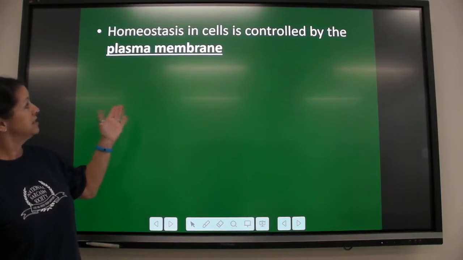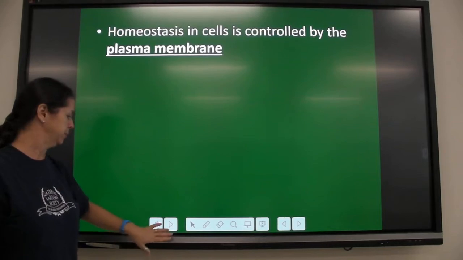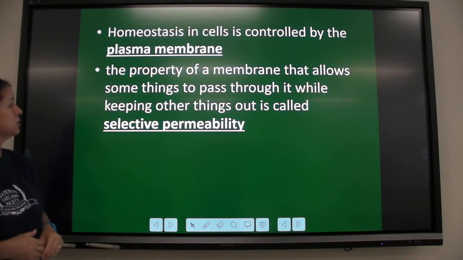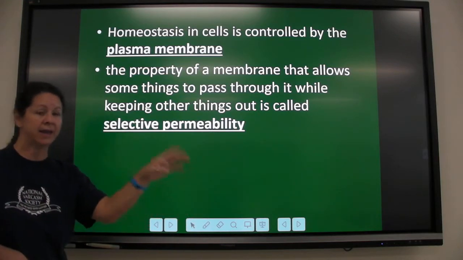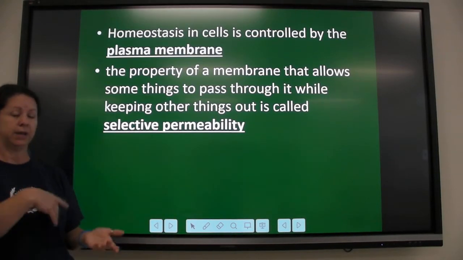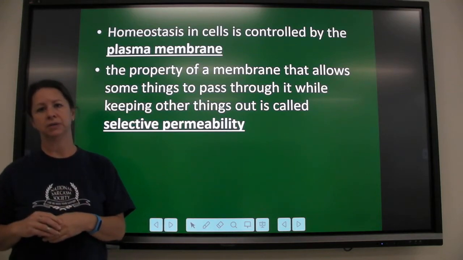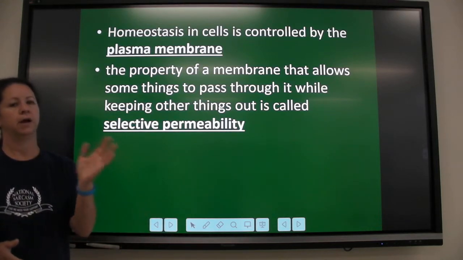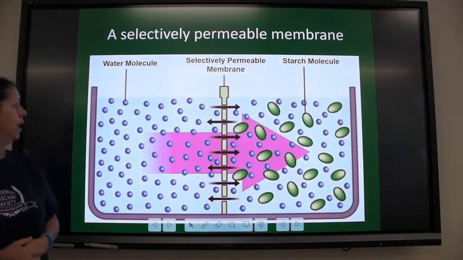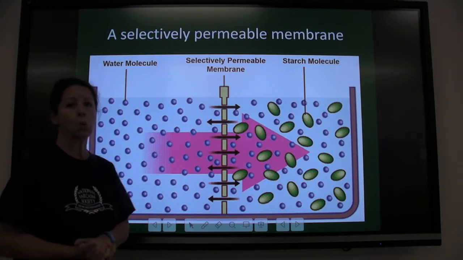The homeostasis in those cells is going to be controlled by the plasma membrane. And the property of a membrane that allows some things to go in and out, so pass through it, and keeps other things from being able to pass is called selective permeability. Some things can go through it, other things cannot. That is selective permeability. Now, this is how selective permeability works.